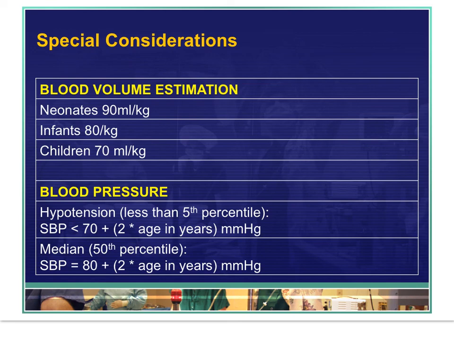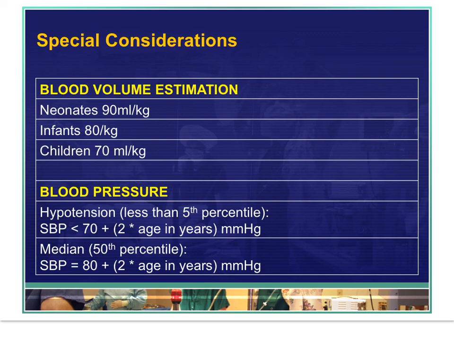In terms of blood pressure estimation, obviously we cannot use the formula of 120 over 70 because that is for adults. For a child, we estimate according to age. Hypotension is defined as less than the 5th percentile for the age of the child. The systolic blood pressure for the 5th percentile would be 70 plus 2 times age in years. Therefore, hypotension would be a systolic pressure less than 70 plus 2 times age in years.